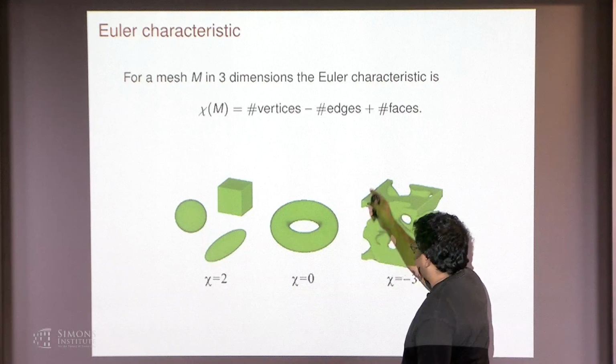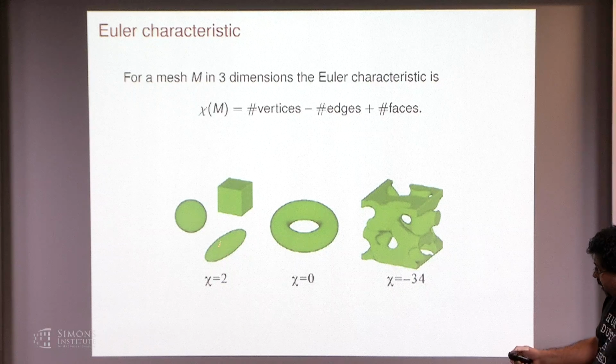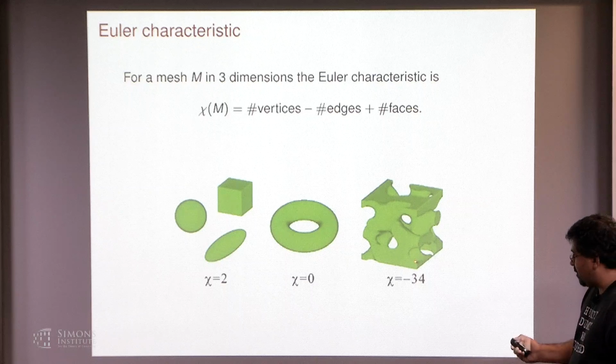So in the case of a mesh in 3 dimensions, the Euler characteristic is just the number of vertices minus the number of edges plus the number of faces. So this is a topological invariant. So for all of these filled-in objects, the Euler characteristic is 2. For a donut or a torus, it's 0. And for Swiss cheese, it's negative 34. Okay? That's not so formal.